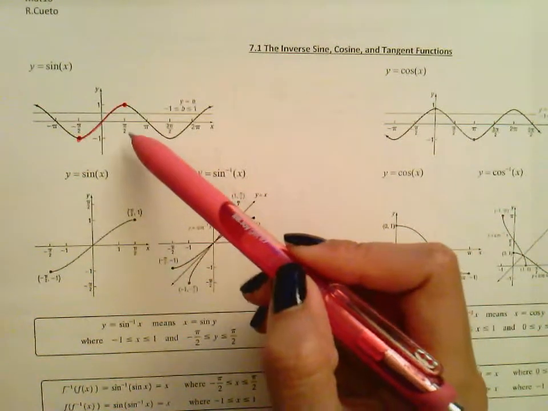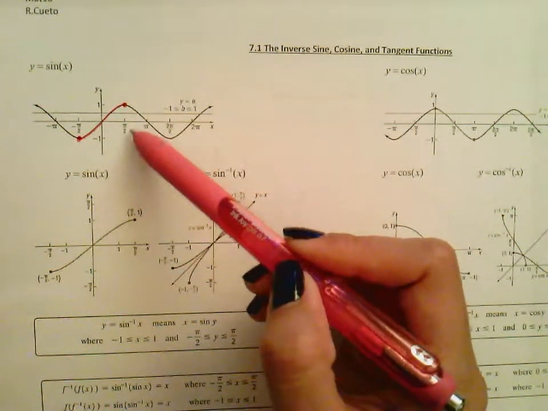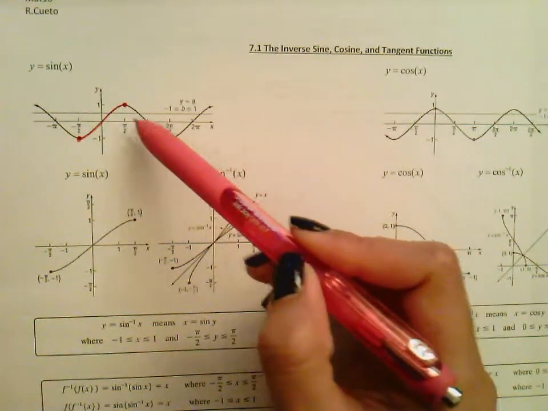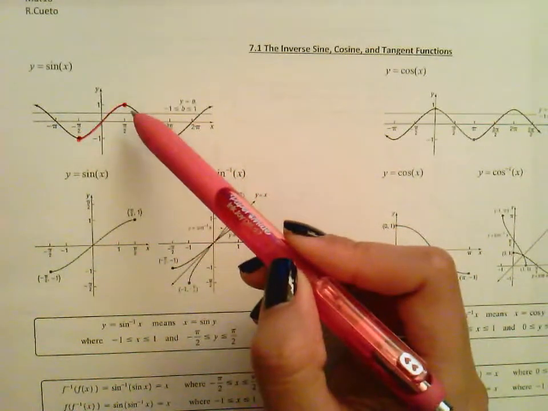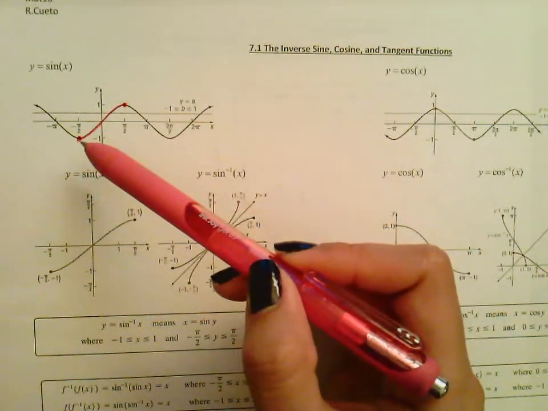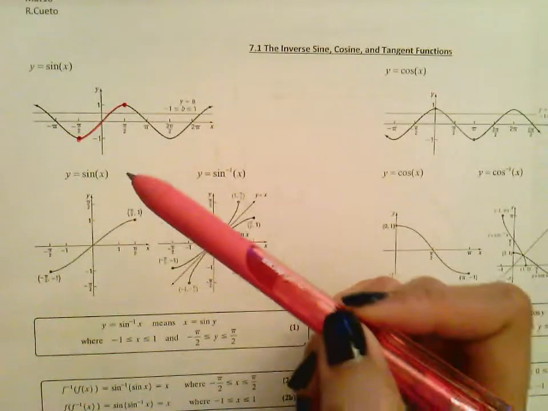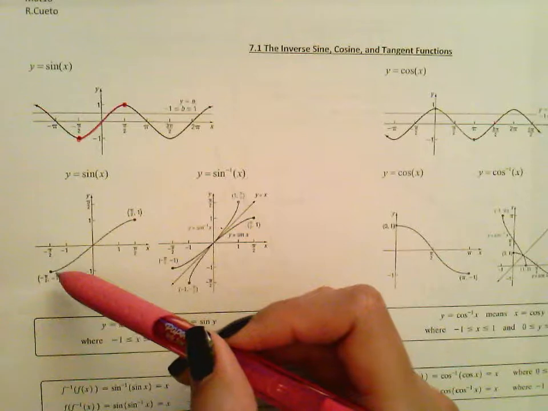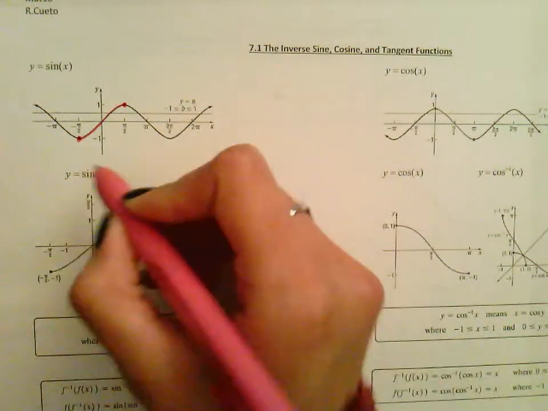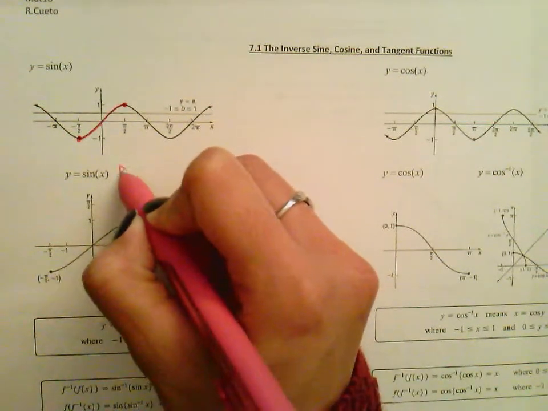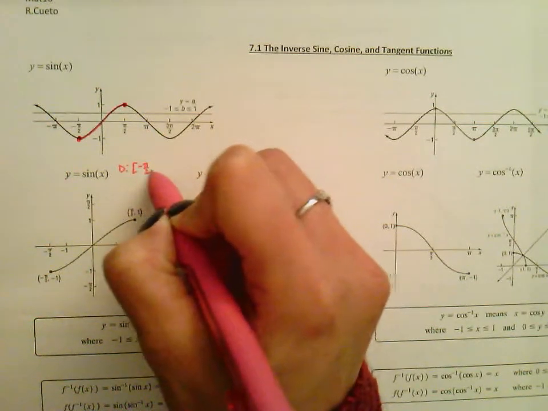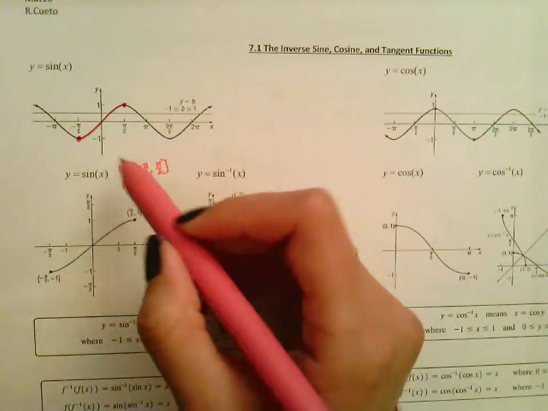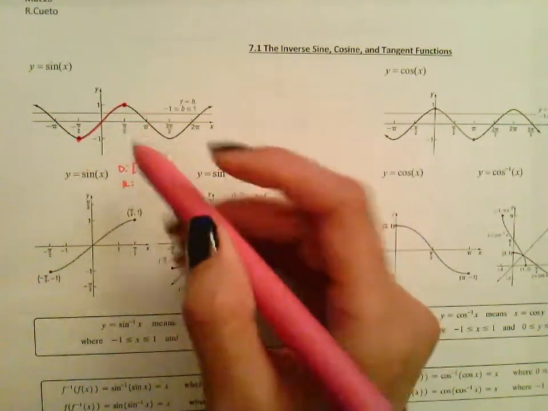Another restriction that we could use if we wanted to would be pi over 2 to 3 pi over 2. So this piece between pi over 2 and 3 pi over 2 would also be 1 to 1. So it really doesn't matter which one you end up using, but we're going to use negative pi over 2 to pi over 2. And to be consistent, this is what we're going to use for the rest of the class. So again, we're going to restrict the function between negative pi over 2 to pi over 2. Now the range is still the same as it was before, so it's between negative 1 to 1. That doesn't change.